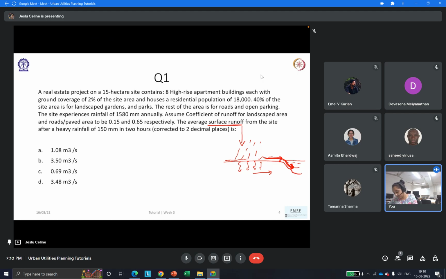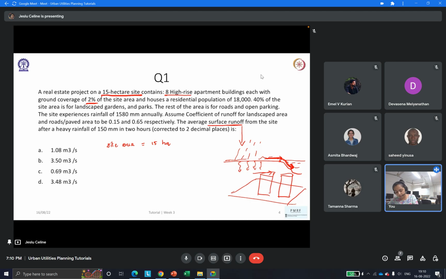So first one, we've been given the site area. So we have the site area to be 15 hectares, right? Then the second one, we have been given that there are 8 high-rise apartments with each having a ground coverage of 2%, which means if this is our site and we have got 8 buildings, so I'm just drawing it very roughly. We've got 8 buildings.